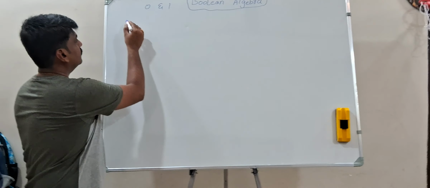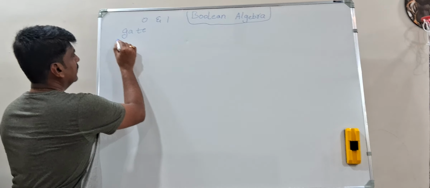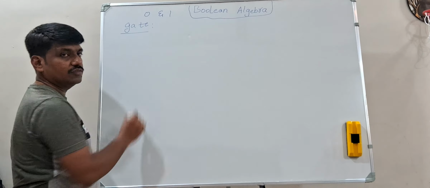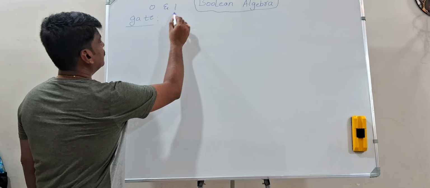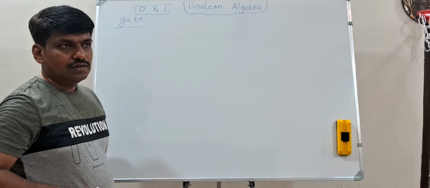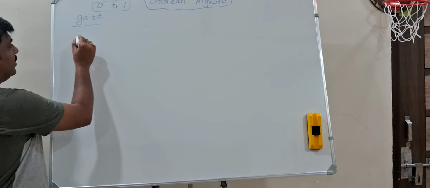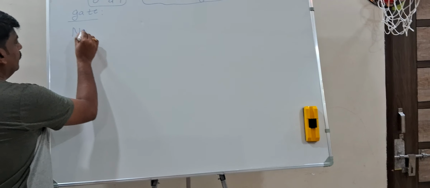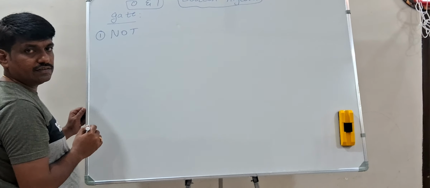So for this, first we should define this, that is called a gate. We also call it a logic gate. It is an electronic circuit which performs operations on this 0 and 1. So we have n number of logic gates. We'll start with very basic gates. The first one is the NOT gate.